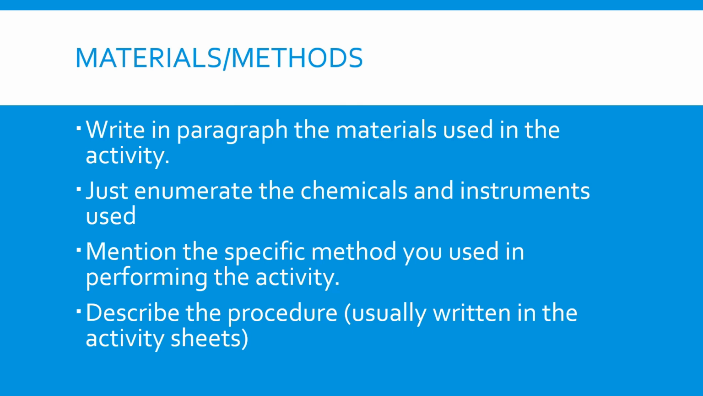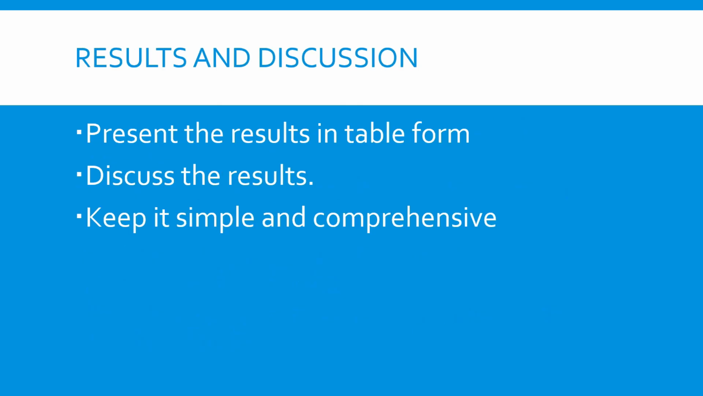So enumerate all the chemicals and instruments used, in complete sentences. Alam ko naman marunong na kayo magsulat ng complete sentence, hindi Tagalog, but in English. So mention a specific method or technique you use in the activity and be sure to describe it. Nasa activity sheet na yan, so ang gagawin nyo lang is to state it or describe it in a short, simple paragraph. After nyan, you will now present the results.